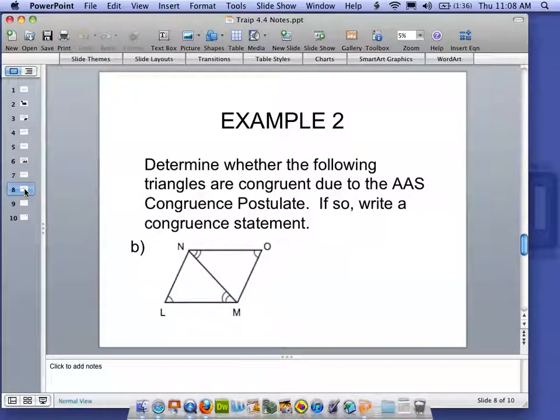For part B, pretty much the same thing. You have two angles congruent to two angles. You don't have any sides marked, but you do have a side that the two share. And so by angle-angle-side, again, I have triangle LMN is congruent to triangle ONM.